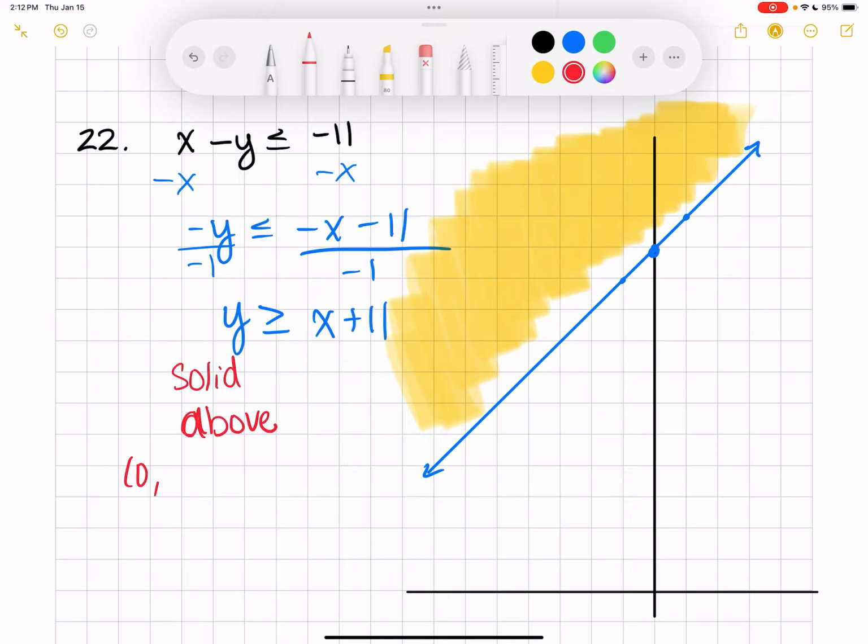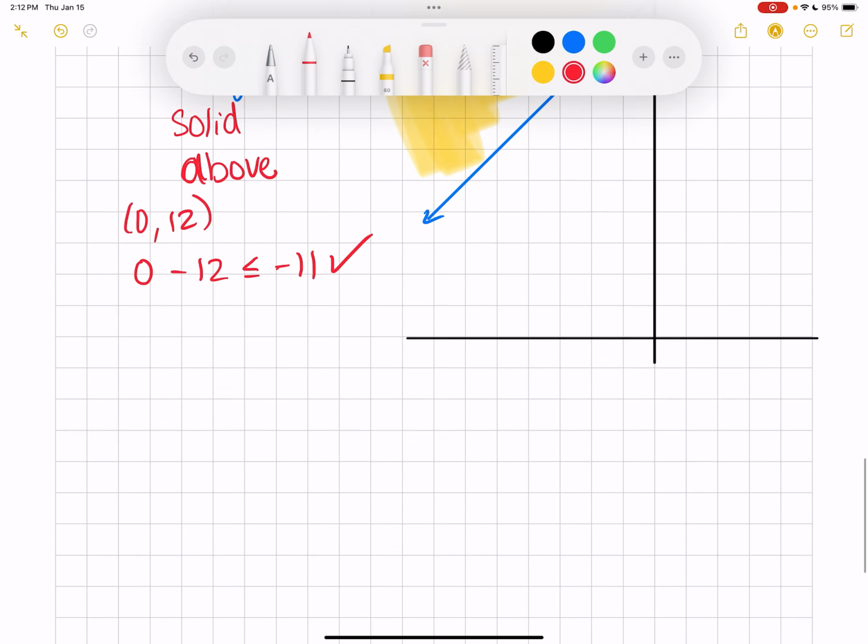So if I want to check it, 0 minus 12 is less than or equal to negative 11. Is negative 12 less than or equal to negative 11? The answer is yes or no. Yes. Negative 12 is less than or equal to negative 11, so I know I shaded correctly.